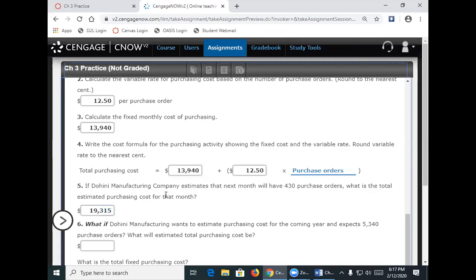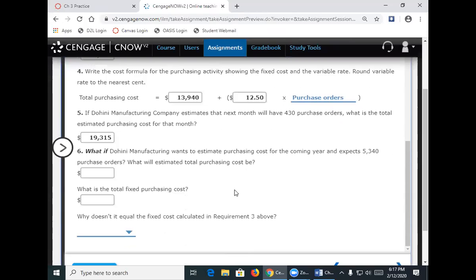Okay. So at any different level, if we estimate we'll have 8,000 purchase orders, which would be a little out of range, right? But we could calculate costs based on that now because we have a cost function. Let's see, part 6. What if Doheny Manufacturing wants to estimate purchasing costs for the coming year and expects 5,340 purchase orders? So we've been doing it by the month. So how would I change that to do a cost function for an entire year?